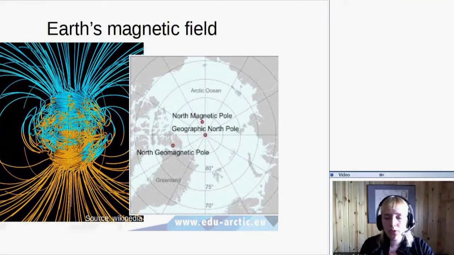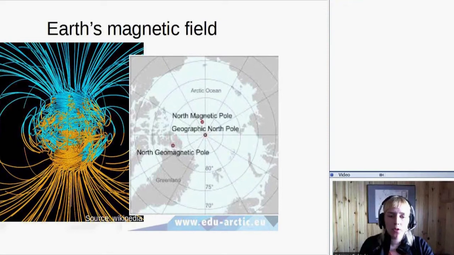By the way, if you're using a compass, it's pointing towards the magnetic pole, and the angle between the geographical north pole and the magnetic pole is called declination. So if you're using your compass and you want to know the direction towards the true north, the geographical north, you need to know the declination, this angle, and add or subtract it from the direction shown by your compass to correct for this declination.